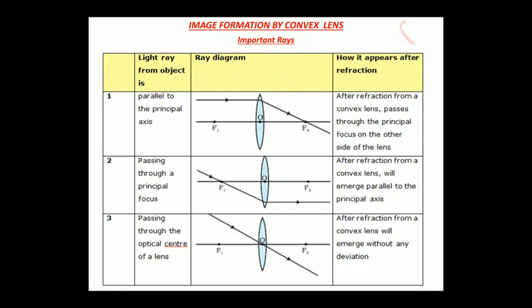Once again, if a ray falls parallel to the principal axis on the lens, then it passes through the second principal focus. When a ray passes through the first principal focus and falls on the lens, then after refraction, it will go parallel to the principal axis. The third ray is, when a ray falls on the lens through the optical center, then it passes undeviated. With the help of these three rays, we are going to understand the image formation by convex lens for different positions of the object. Let us start.